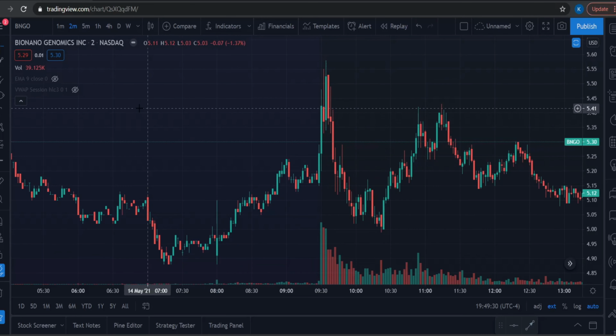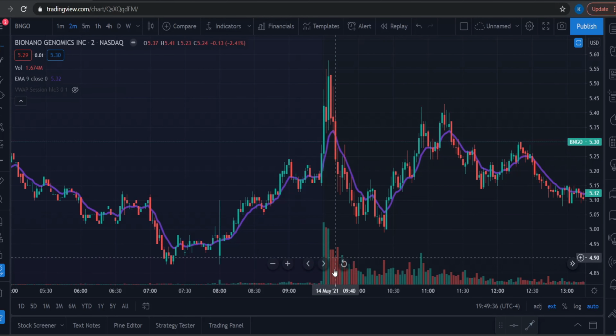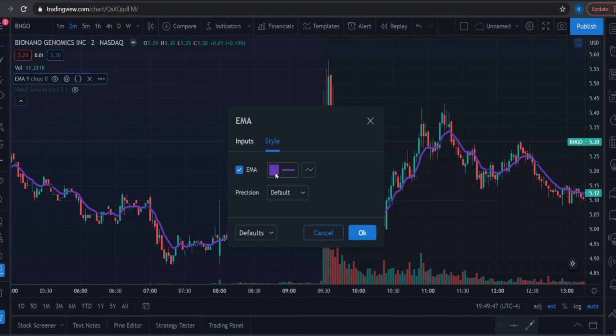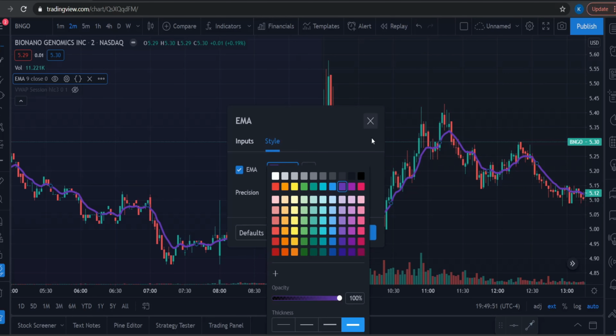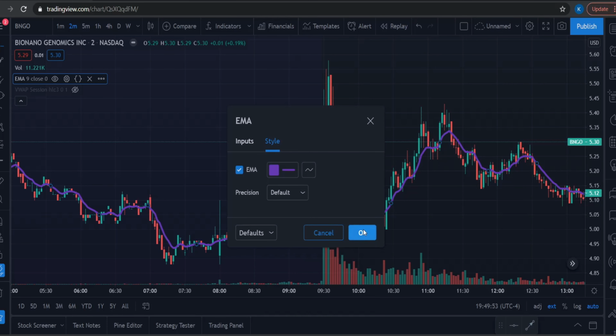This is market open. We're looking at a 2-minute chart. If I hit the little eye on the EMA, it's going to add a line to my chart. Now you can customize this line any way you want just by double clicking on the line itself, or you can double click on the EMA over here. If you double click on that, you can go to the inputs, the style, and you can change the color of it and customize it the way you like it.